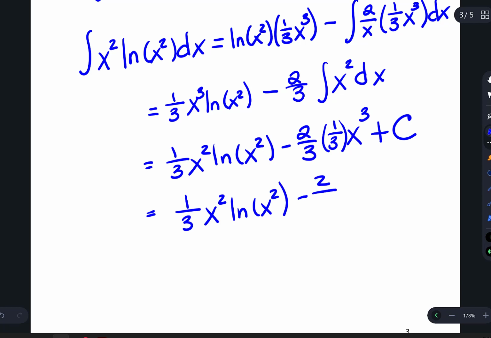So again, these are a little bit tedious, but if we make a good choice of u and v prime, we do end up with a much easier integral to work with. And again, that is the benefit of using integration by parts.